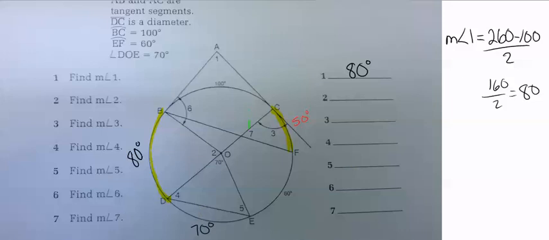So then let's look at angle 7. That's a chord angle. To figure out a chord angle, you're going to take the sum of the outside arcs and divide by 2, and that gives you 65 degrees.